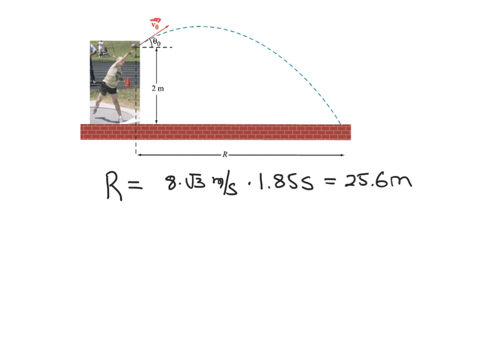In fact, I believe it is a little bit greater than the world record in the shot put. The world record in the shot put is only, I think, less than 24 meters or so. So maybe a slightly unrealistically high launch speed. If you could really make it travel 16 meters per second when it left your hand, you would be in the Olympics for sure. So that's it for this worked example.